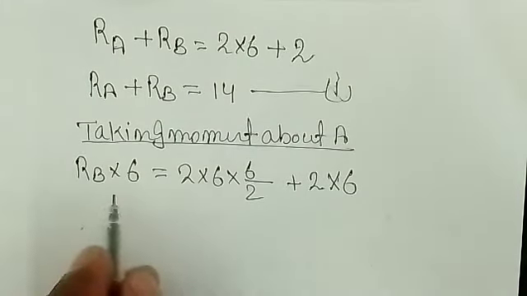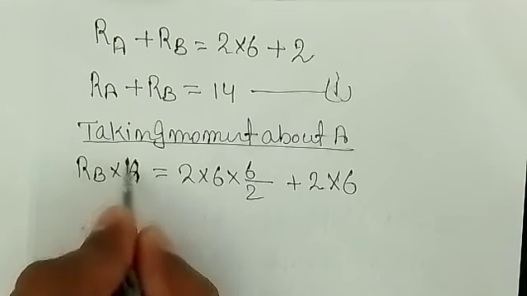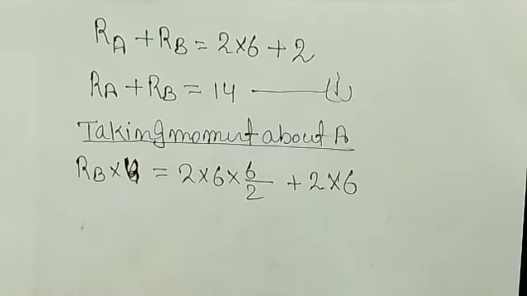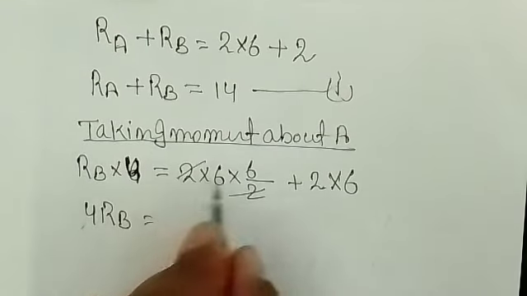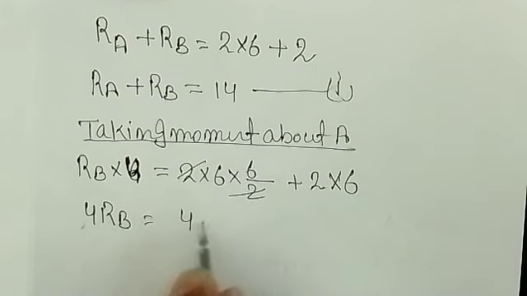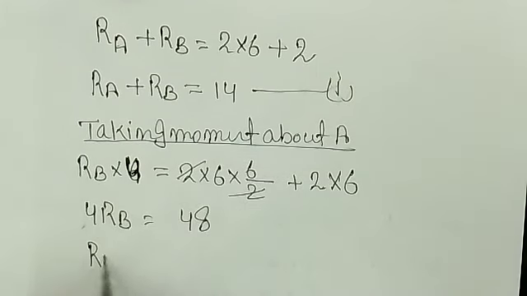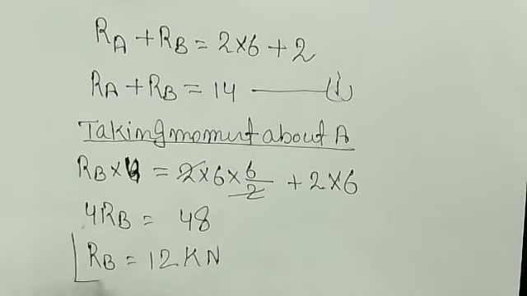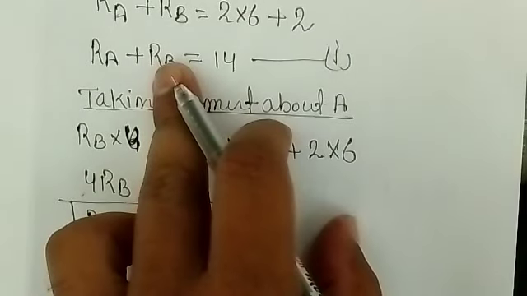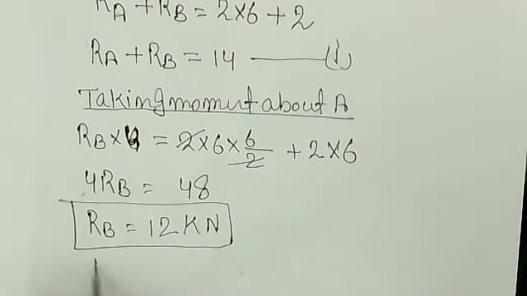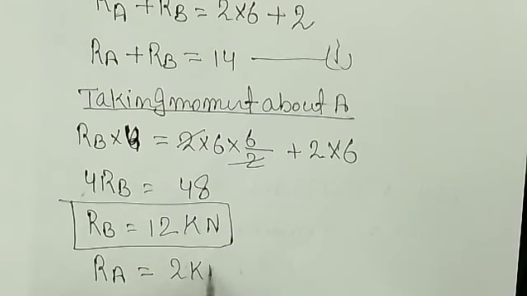Sorry, RB into 4, I'm very sorry, RB into 4. So this will be 4RB is equal to this, let's say this 2 will get cancelled, 36 plus 12 is 48. So RB is equal to 12 kilonewton. We got the reaction at B. Now when you substitute this reaction into equation 1, you will get RA. So now you can say RA is equal to 2 kilonewton.